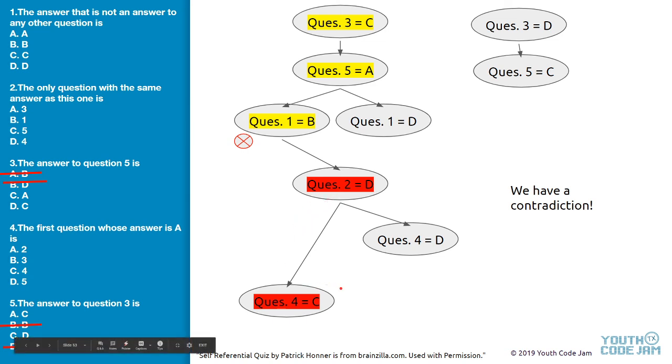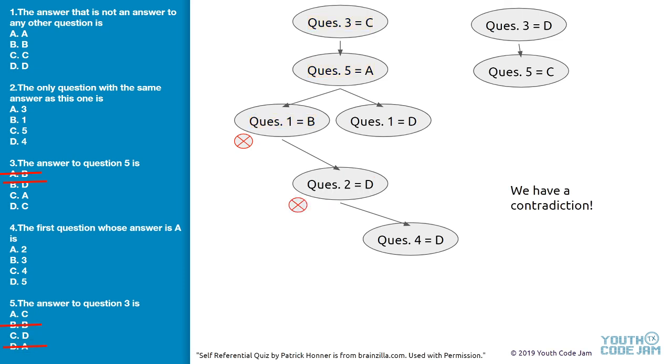So since we know that there's an error there, we're just going to trim that part of our tree and keep working. I see another chain of 5. Let's try to check this chain. So question 1 is equal to B, means that B is not the answer to any other question. It looks like that's correct.